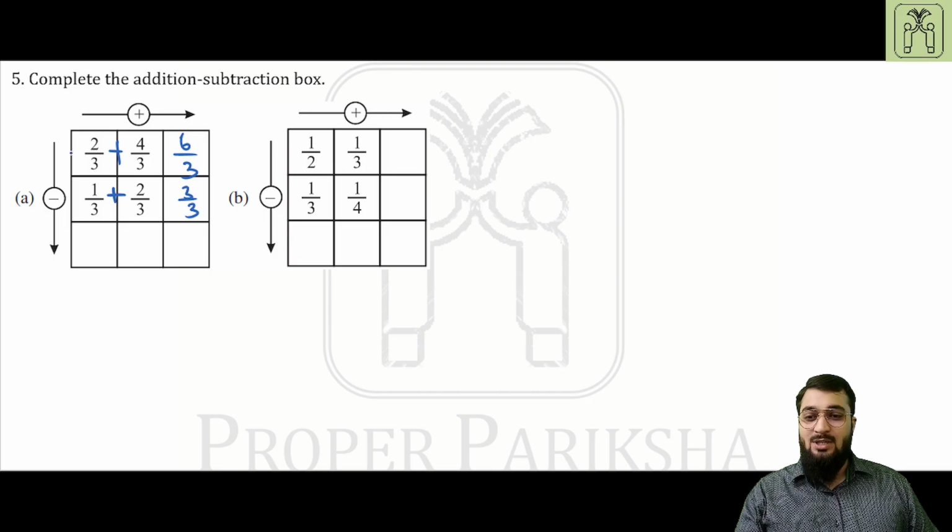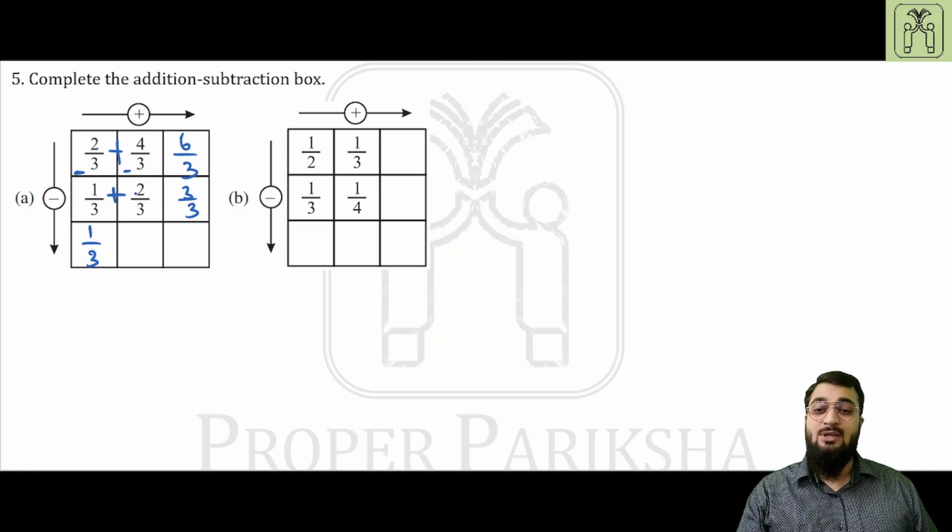Now coming to the row wise part, that is 2 upon 3 minus 1 upon 3 will give 2 minus 1, that is 1 upon 3. 4 upon 3 minus 2 by 3, again the denominator is same, and that will give 4 minus 2, that is 2 by 3. Now going to the column operation again, we'll do the plus, 1 plus 2 is equal to 3, and that is 3 upon 3. That is done.